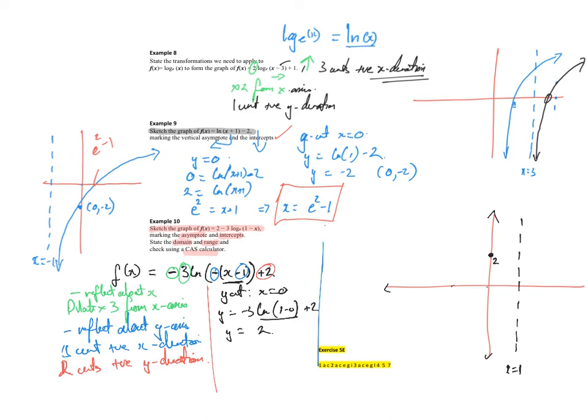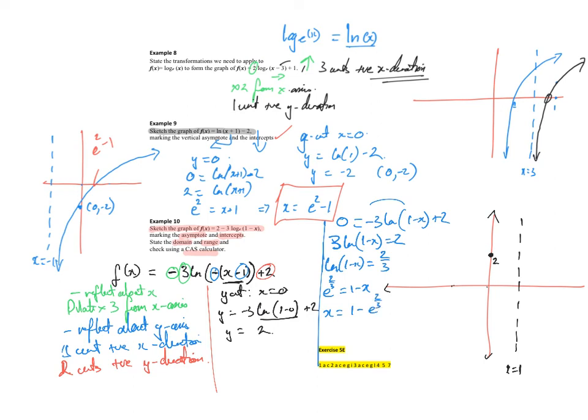So let's find that negative x-intercept. So let's put 0 is equal to negative 3 natural log of 1 minus x, plus 2. So let's take that whole negative log across. So I get 3 natural log of 1 minus x equals 2. Natural log of 1 minus x equals 2 on 3. Remember, log base e, so e to the 2 on 3 equals 1 minus x. So x equals 1 minus e to the 2 on 3.